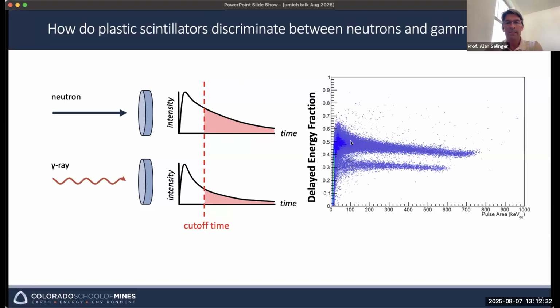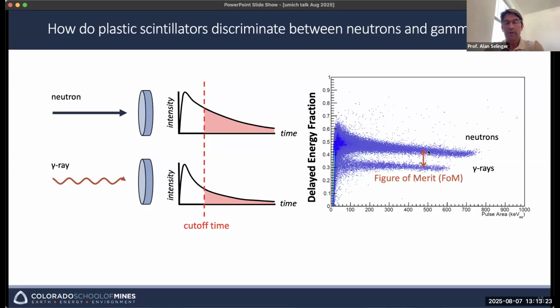And so basically, you would get a spectrum that looks like this, where if you did have the ability to discriminate between neutrons and gammas, this would be what your spectrum would look like. You would have a delayed energy fraction of neutrons and a delayed energy fraction of gammas. And so this is how these materials separate neutrons from gammas based on the prompt and delayed amount of light that's coming from these scintillators. And that basically is because of neutrons generating more triplet states. Triplet states then can diffuse and find each other and annihilate and generate what's called a delayed fluorescence.